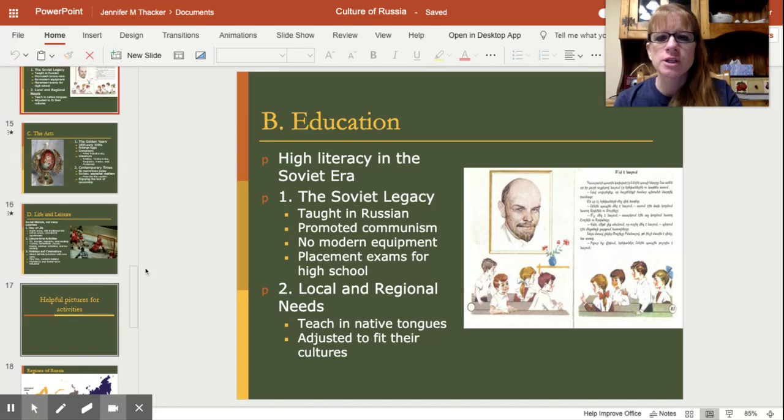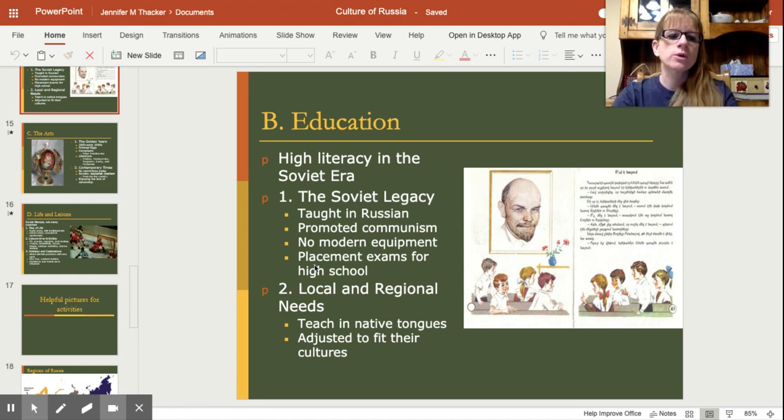Okay, when we talk about education, think of the Soviet Union again. They were very distinct in how they taught in the schools. If you remember, we talked about how the Soviet Union banned books, and it was basically any book that was different from communism and spoke out against communism. So to see a book on the United States government and democracy, they wouldn't see anything like that. All they taught was in Russian. They promoted communism.